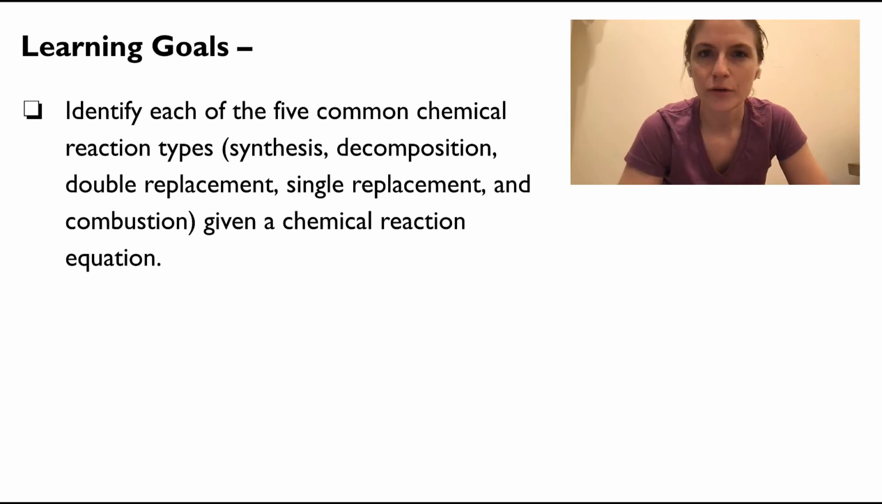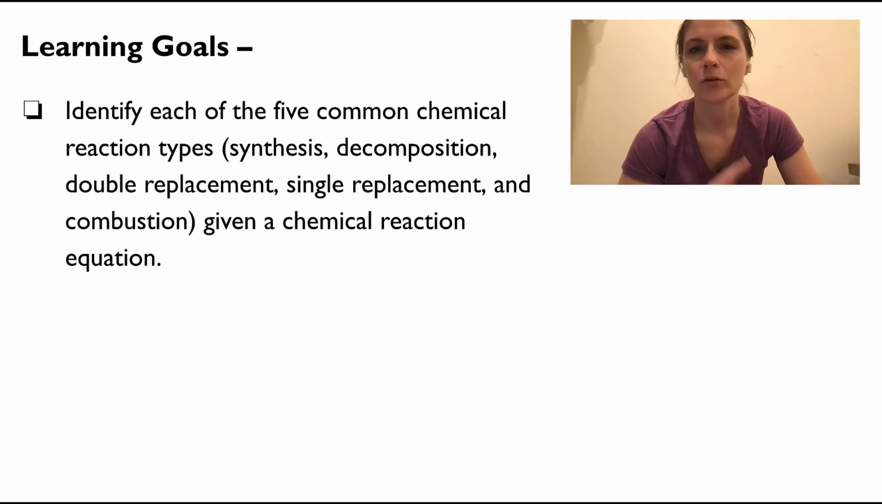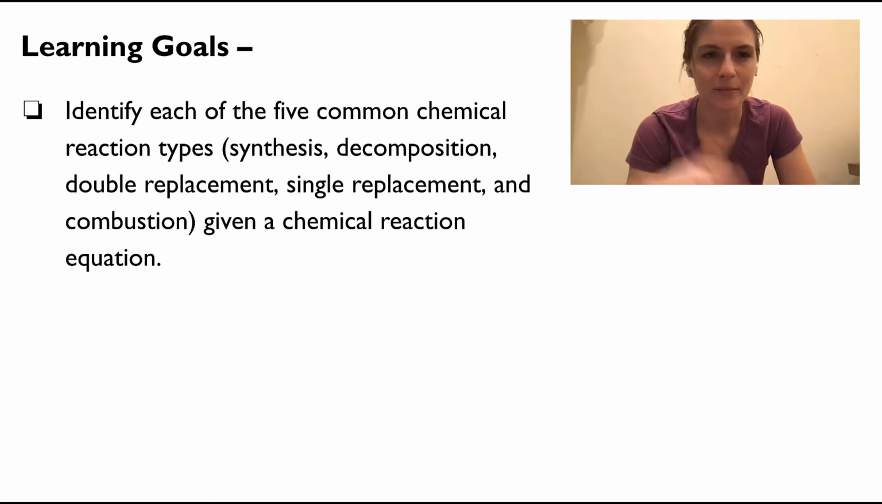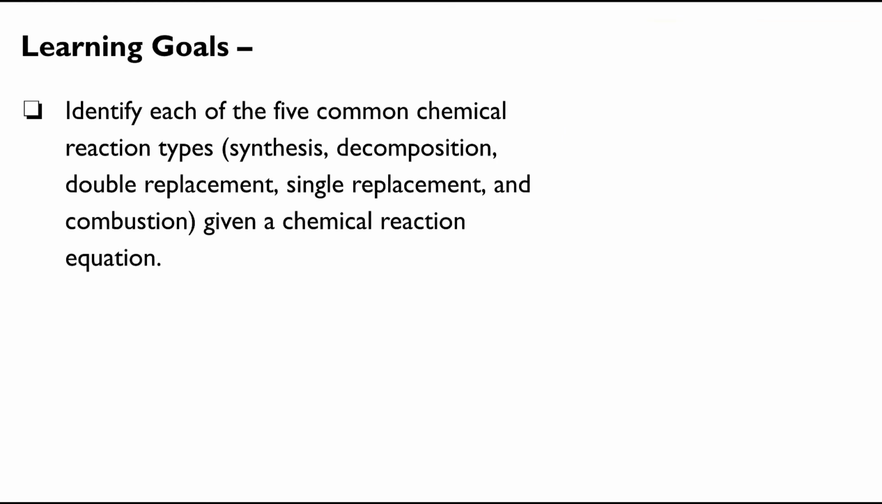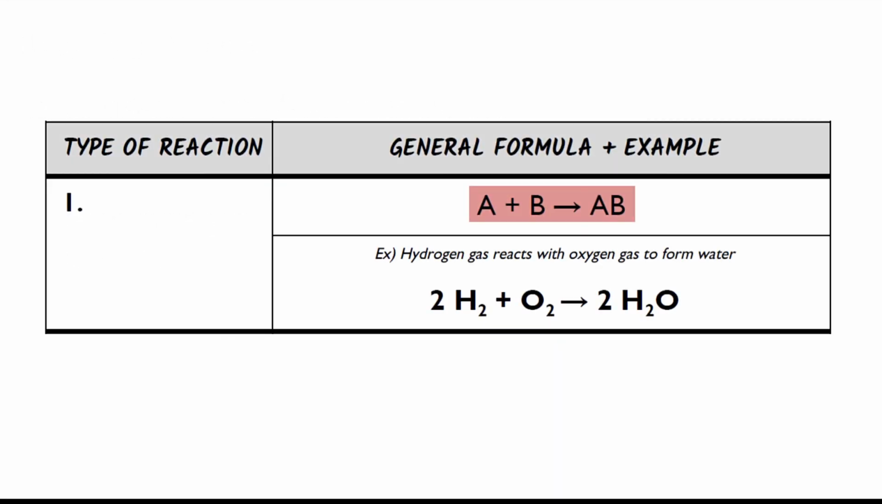And so our learning goal for this video is simple. We're going to identify each of the 5 common chemical reaction types: synthesis, decomposition, double replacement, single replacement, and combustion, given a chemical reaction equation. Let's get to it. Let's review the general formulas and an example of each of our reaction types.